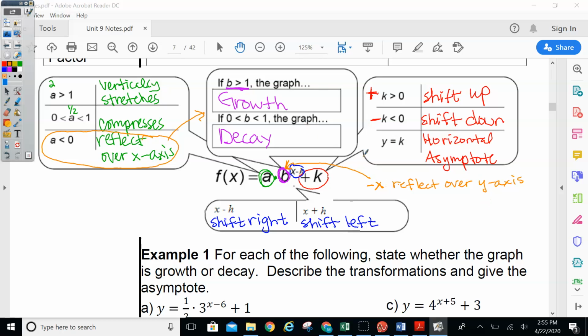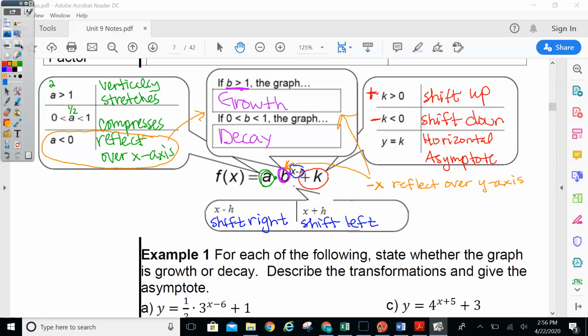Which again is going to change the growth or decay part. So if you're reflecting it, and we'll see that when we actually graph it, if we have any kind of negatives in the front or up there with the x, it's going to make this thing change to the opposite. Okay, and we'll see that down here at the bottom.